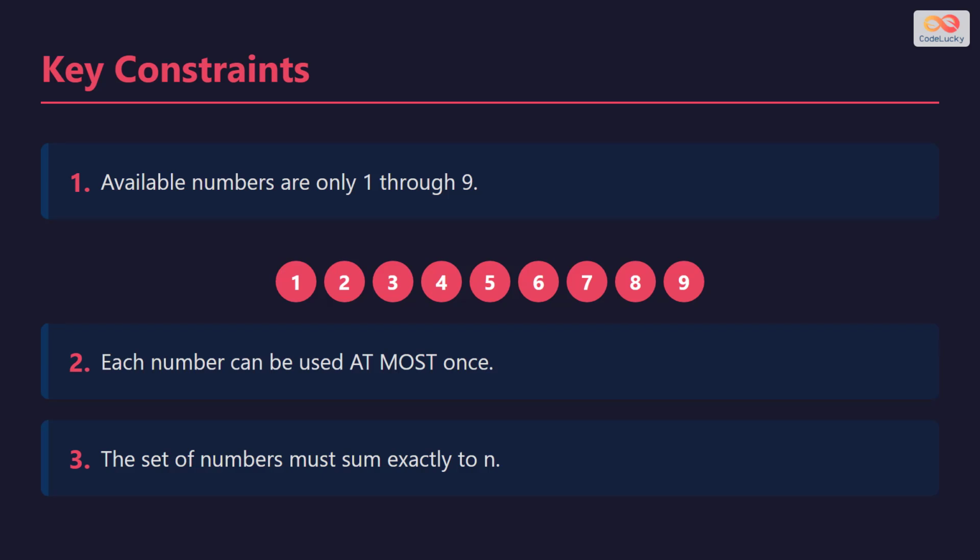There are some strict rules we need to follow. First, we are only allowed to use the digits 1 through 9. Second, each number can be used at most once. No duplicates are allowed in a single combination. And third, the set of exactly k numbers must sum up to our target n.